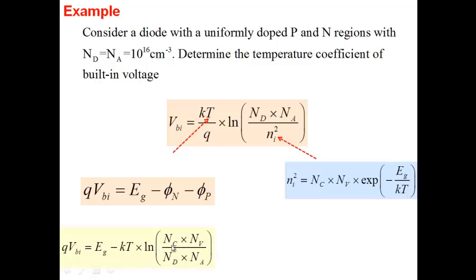Nc Nv are very weakly dependent on temperature, so you can forget about it. Nd Na, we are saying they're all ionized. So now you see that as temperature increases, built-in voltage falls, decreases here. This one is a stronger term. There's an exponential dependence here. This is what wins out as compared to this particular one.